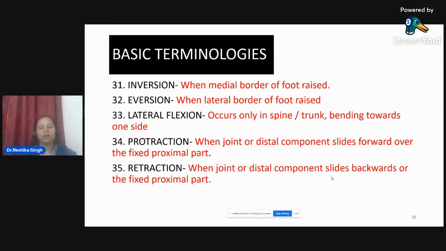Lateral flexion occurs in the spine bending towards one side. When you bend your spine towards one side, then it is known as lateral flexion. Protraction, when a joint or distal component slides forward on the fixed proximal part. When you move your shoulders towards the front, then it is known as protraction. And when the distal component slides backward on the fixed proximal part, then it is known as retraction.